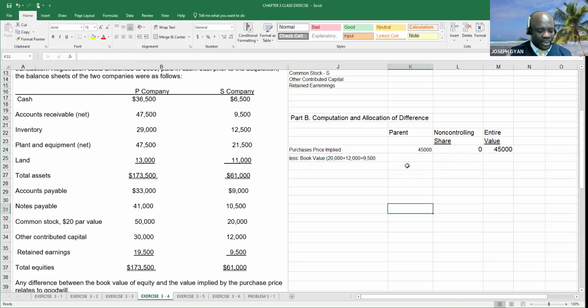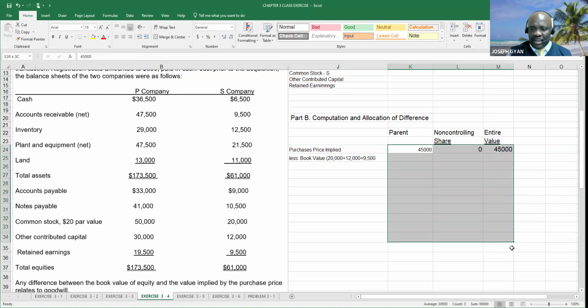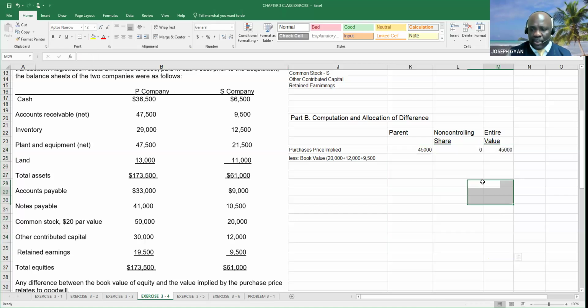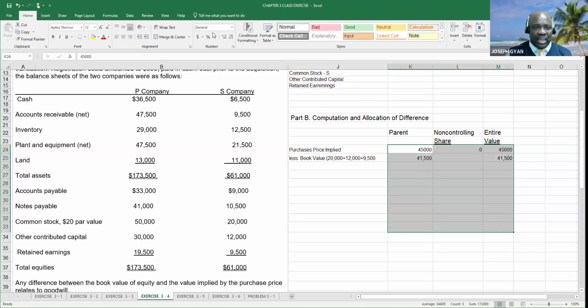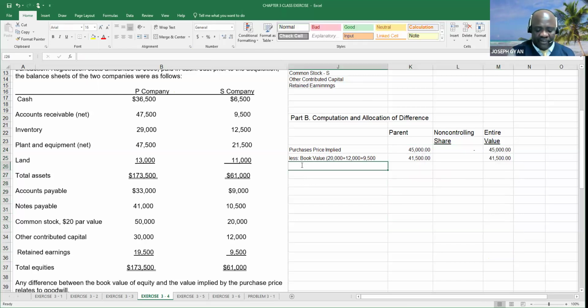So based on that, we said this is the 41,500 here. So if you subtract, remember, 41,500. And this one is the what? 41,500 here. So let's see. Now, this is the difference.